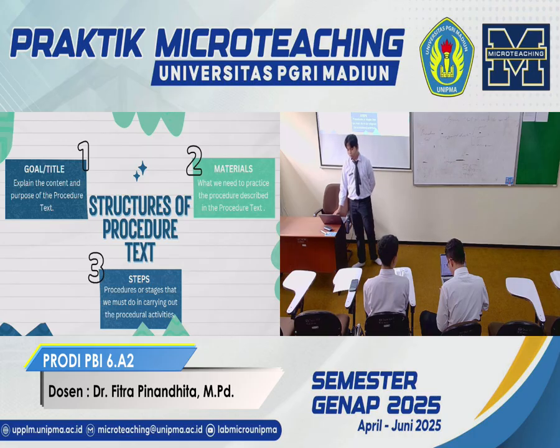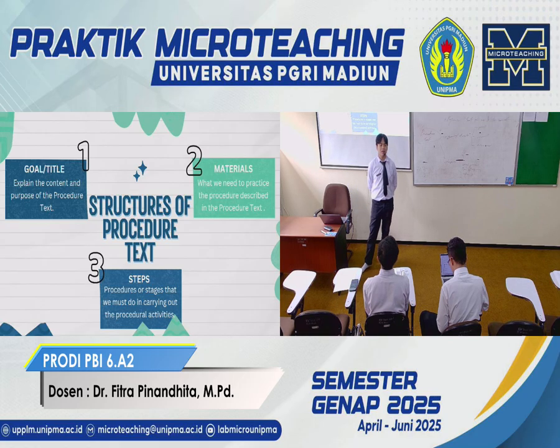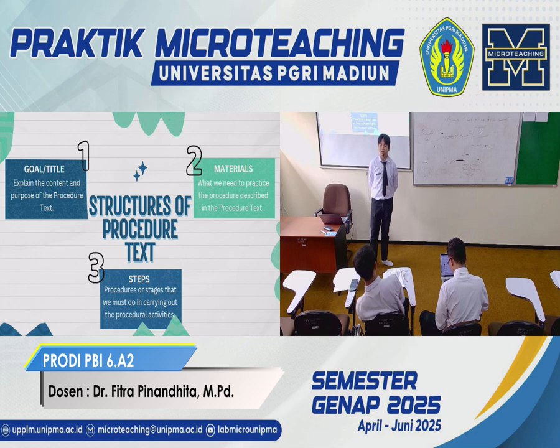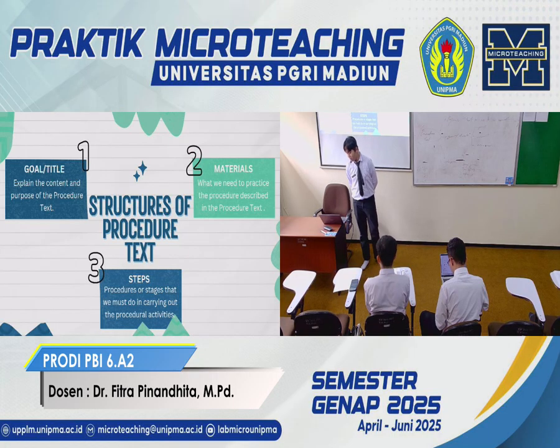The first is goal or title. The function of the goal is to explain the content of the procedure text. And the second is material. It tells about the ingredients or materials of the procedure text. And the third is step, the procedure or states we must do in carrying out all the procedural activities.